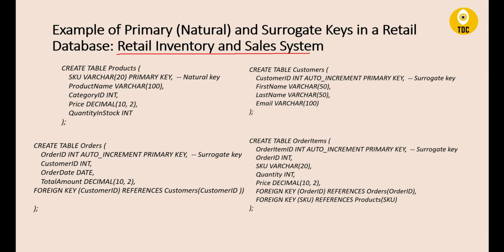When you talk about a retail inventory and sales system, there will be a product table, a customer table, an order table, and an order items table. You can think of many different tables, but just for the explanation purpose, we have taken really important tables here, right? If you take the product table, SKU, which is stock keeping unit, will be a primary key. It's like a product ID you can consider. Here I'm defining this as a natural key, because it comes naturally along with the product table.